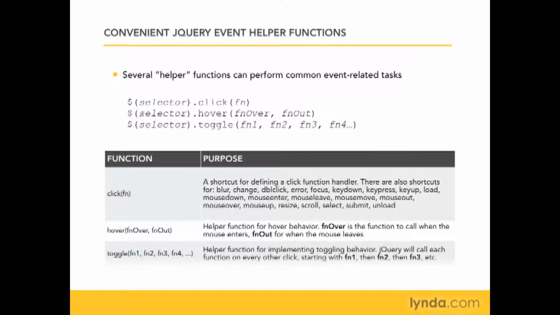The toggle function simply alternates between pairs of functions each time an element is clicked on. So when you click on it once, function 1 will be called, then you click on it again, function 2 will be called, and from that point on, these are all optional. So if all you want to do is define 1 and 2, that's fine, but if you click on it a third time, this one will be called, then a fourth time, this one will be called, and so on and so forth. We're going to see examples of each one of these in our next lesson. So let's jump over to the code.